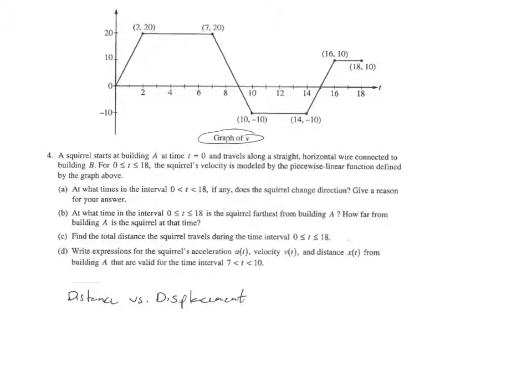Also, please keep in mind that when you find x of t on the interval from 7 to 10, this x of t is position. It is not the displacement from t equals 7. So you have to keep that in mind in identifying your x of t, the distance from building A from t equals 7 to t equals 10, and what expression you're going to use. So keep those in mind.